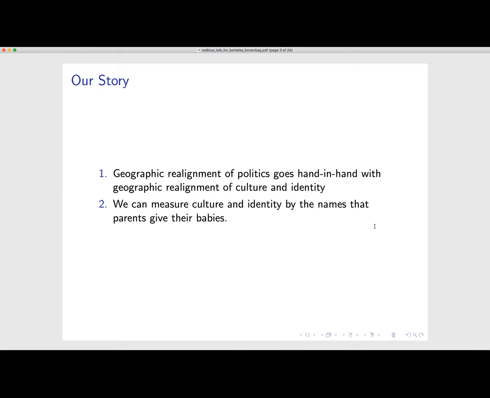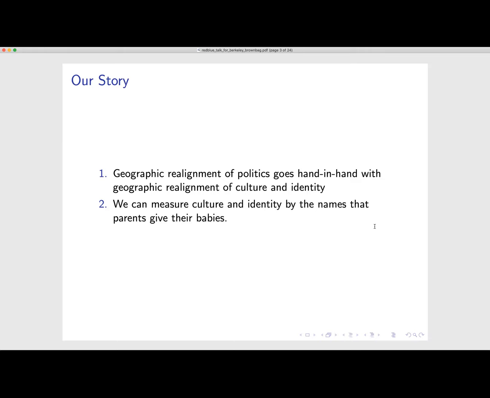And then how am I going to measure cultural identity? Well, we're going to do that by looking at the names that parents give their babies. A simple way to think of this is that there are going to be red names and blue names. Or we're asking the question, are there red names or blue names, kind of thing.